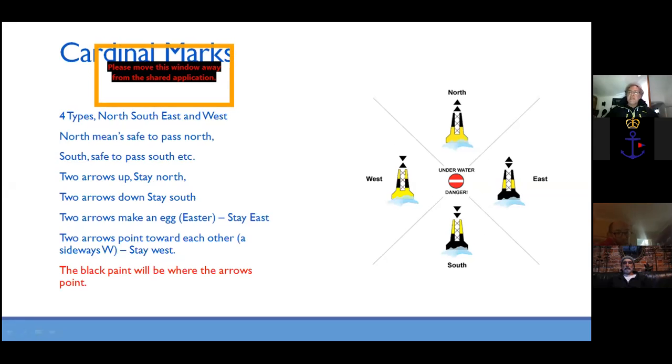So that's your daytime. I can't quite spot what the arrows are doing, but I can clearly see the colors. So all the black's at the bottom, there's no black on top. Oh, well, that's got to be a south then.